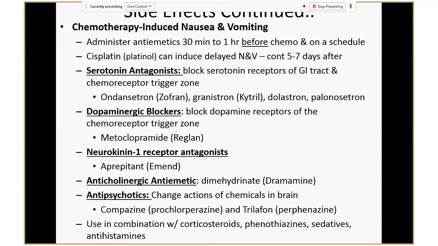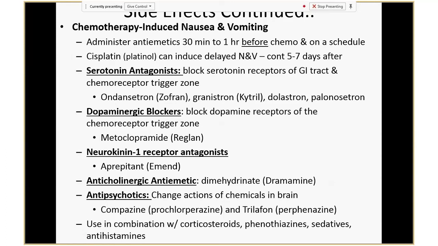Okay, and then you have your Reglan, that's pretty common as well. And those are your dopaminergic blockers. How they work is they block dopamine receptors of the chemoreceptor trigger zone. And Reglan is one of those that keeps your GI motility going, so then you're not backing up and having emesis. Your neurokinin receptor antagonists, this is like your Emend. These are specific to chemotherapy patients because they work really well with the receptors of the neurokinins.